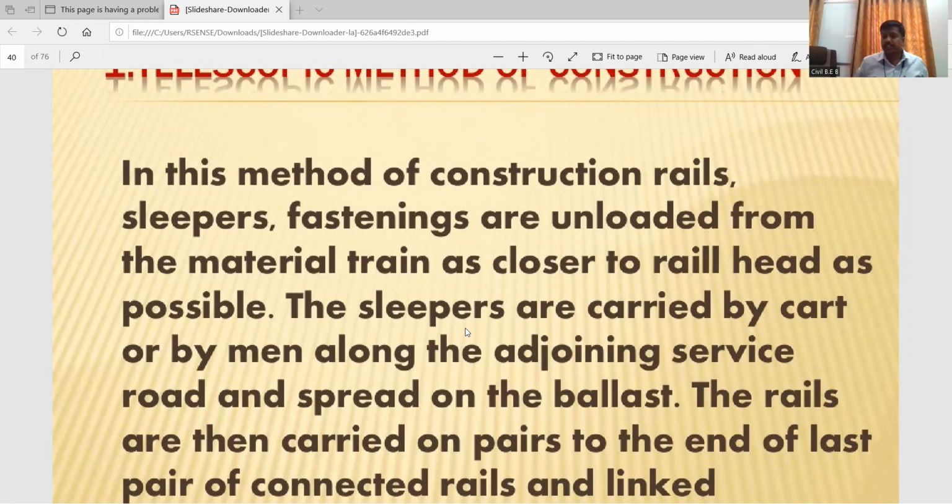Because concrete sleepers are heavyweight. They are not lightweight structures or of normal weight. If you see concrete sleepers, they are heavyweight structures. Basically their weight is, I think, more than 200 to 300 kg, I can say.